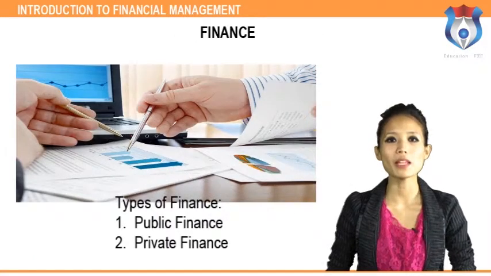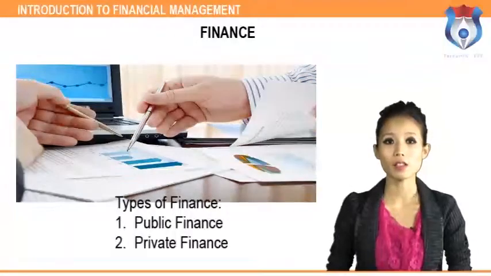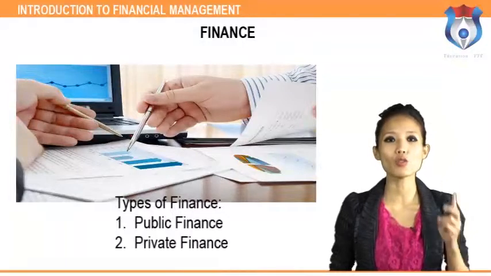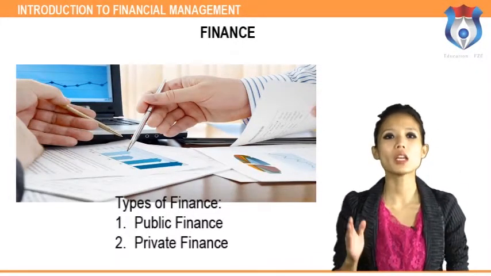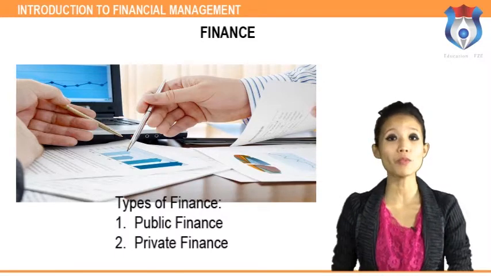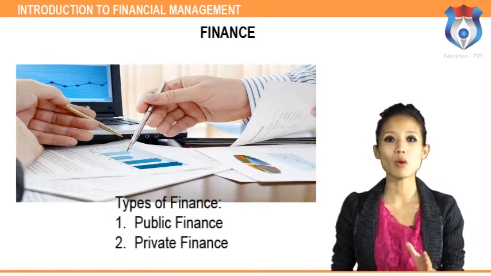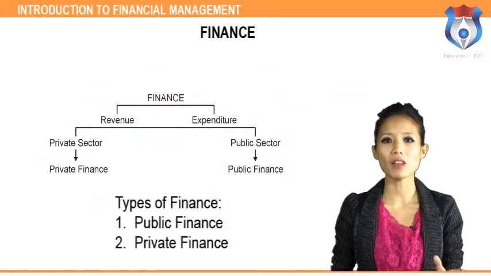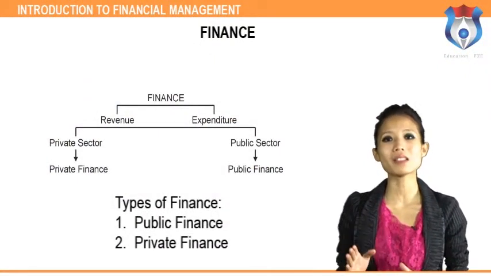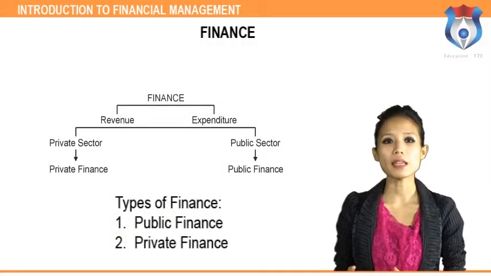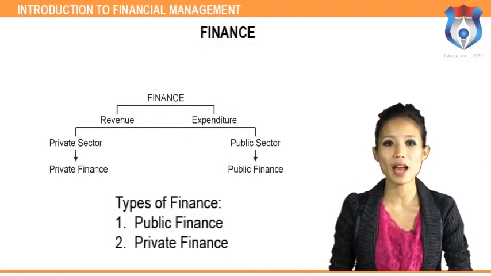Let me now explain to you the different types of finance. Finance can be classified into 2 major parts: private finance, which includes the individual, firm's business or corporate financial activities to meet the requirements, and public finance, which concerns revenue and disbursement of government such as central government, state government and semi-government financial matters.